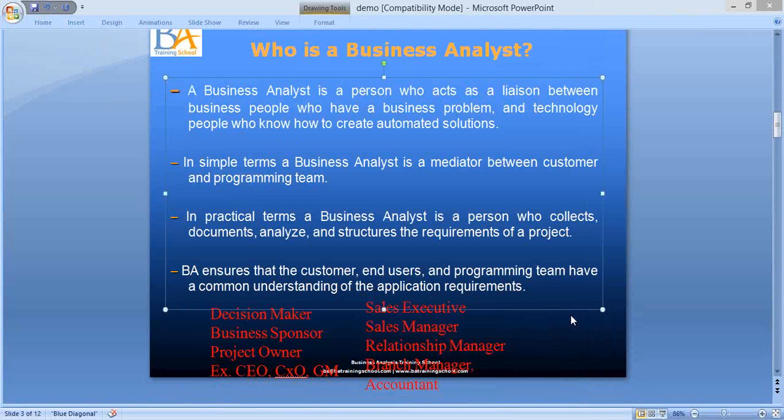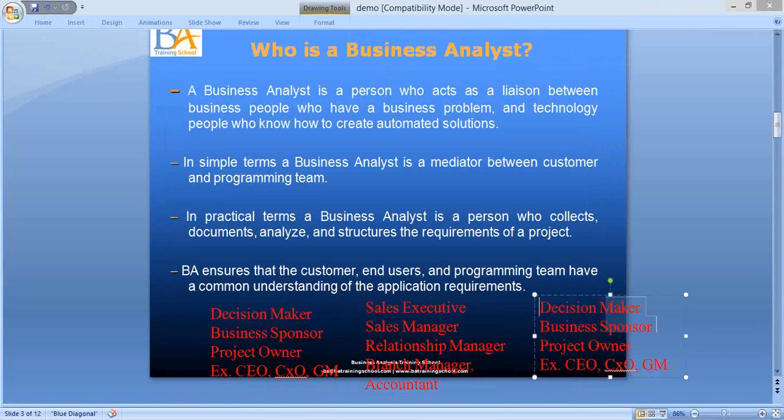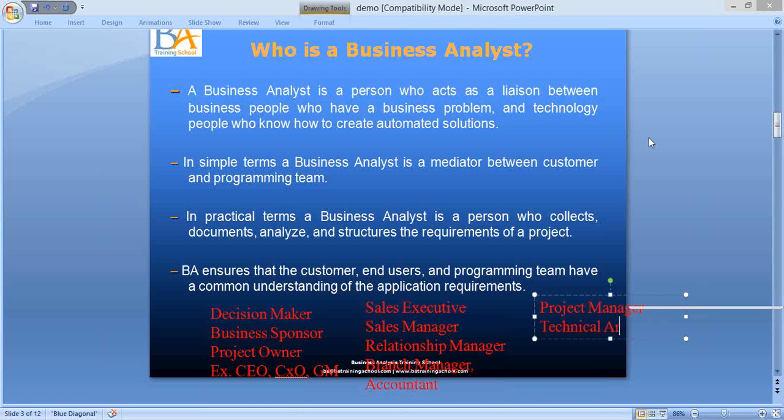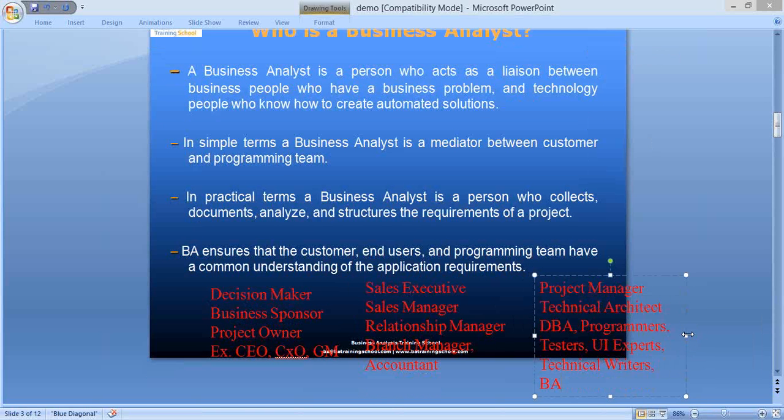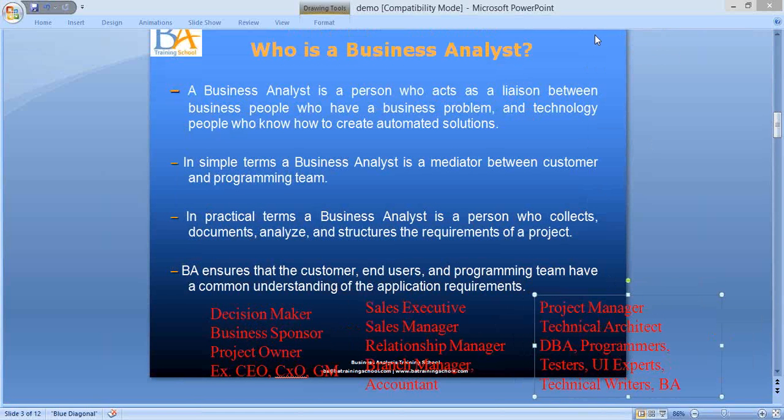Okay, and the programming team will be very simple. It is all the people involved in the IT companies, which includes the project manager, generally the technical architect, a DBA, programmers, testers, UI experts, technical writers. Of course, you will be there in the project management team. So these are all the people involved in any IT project.